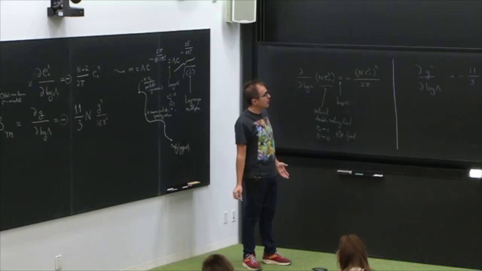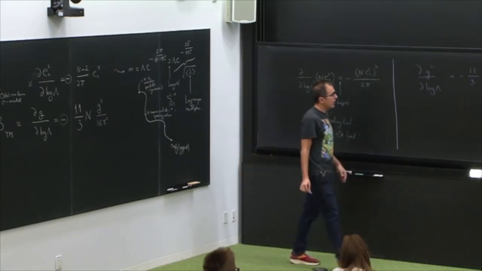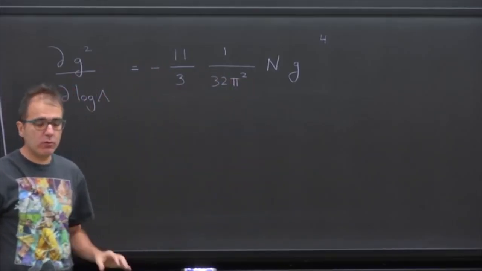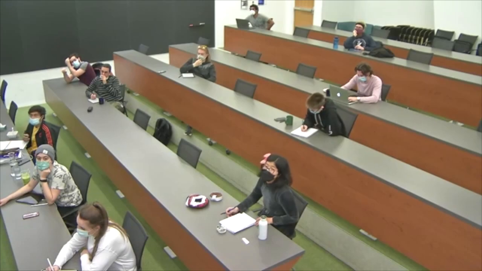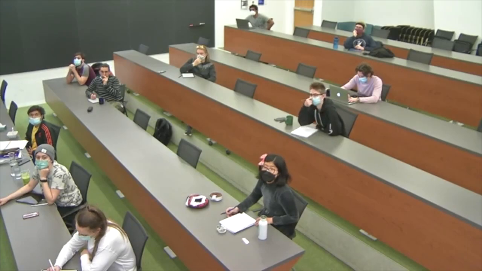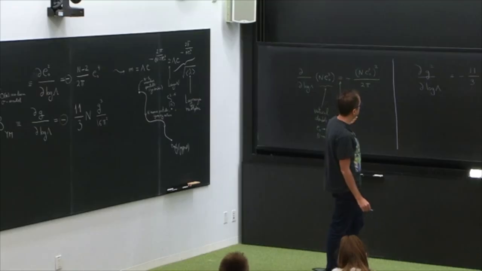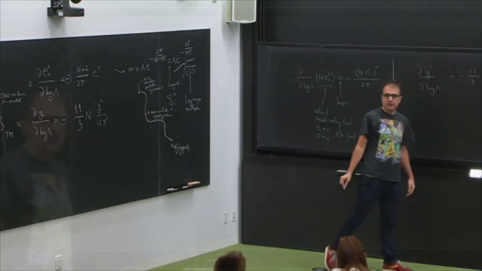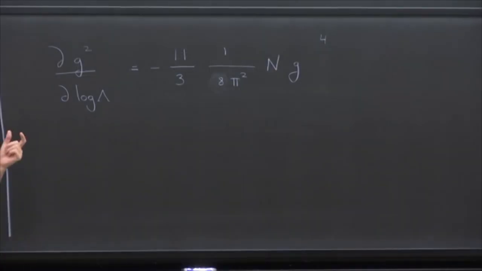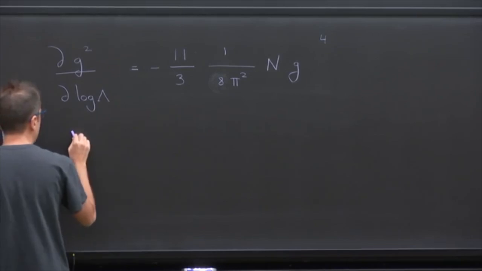So now let's try to make the scaling nice. How would you define a quantity that would be fixed under RG? Sorry, is it 32 pi squared or 8? 8. So if I multiply by 8, good. Thank you. So what should you define? What limit should you take? What would be the natural limit?